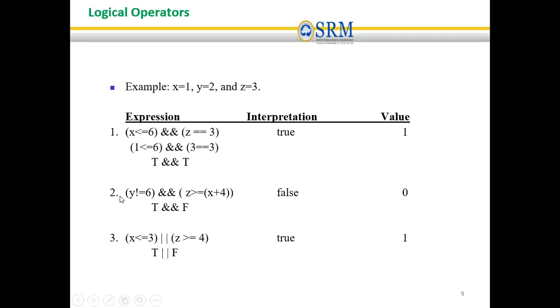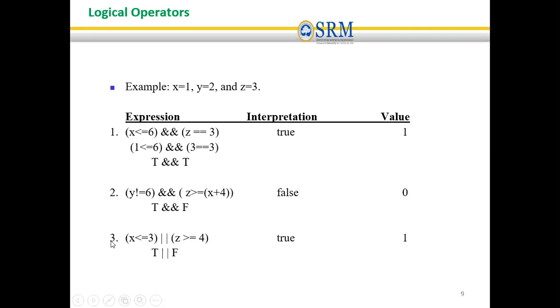We go to the next expression, y not equal to 6 and z not greater than or equal to x plus 4. By substituting the values of x, y, and z, you will get the result of true and false. So the final result will be false.